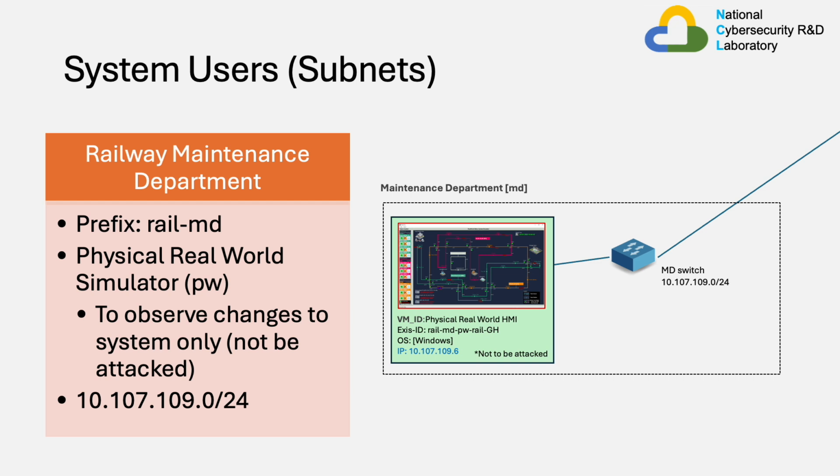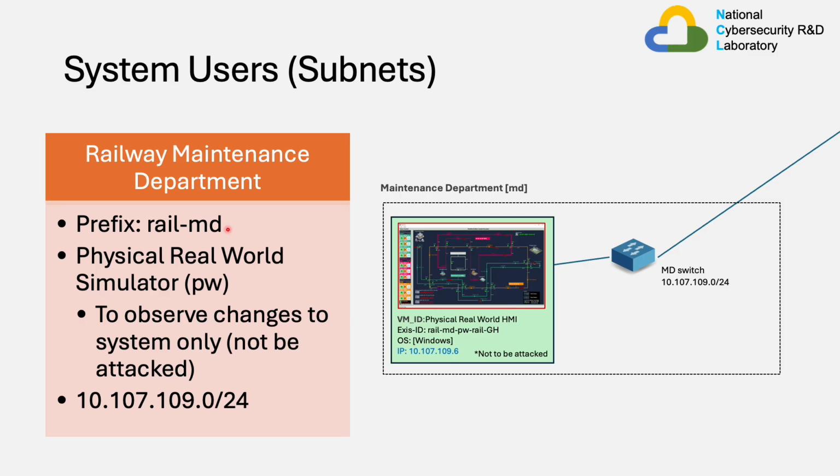Firstly, let's talk about the maintenance department. The maintenance department is meant to simulate the maintenance engineers in real life, people that access and check up on the machines such as the PLCs. Maintenance department VMs will have a prefix of rail-md in their VM ID. Currently, there are no user VMs in the maintenance department.